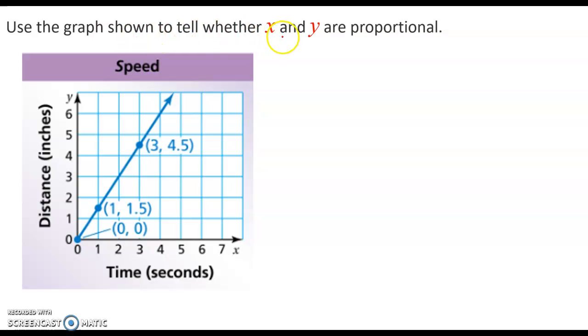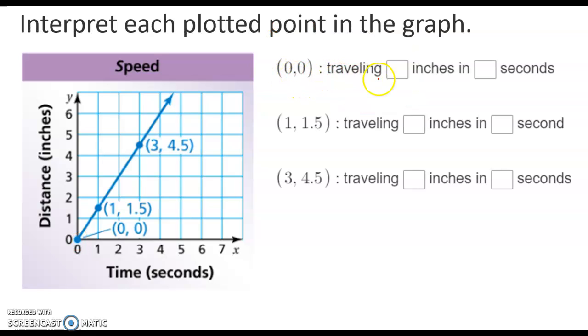So right here, tell whether the graph of x and y are proportional. It hits right there at 0, 0, straight line. So yes, this is proportional. Now we can answer some questions based off of that. So at 0, 0, it is traveling 0 inches in 0 seconds. For this point right here, the 1 represents seconds. So you're traveling 1 second, so it goes over here. And the 1.5, that is your inches. So that actually goes right here.